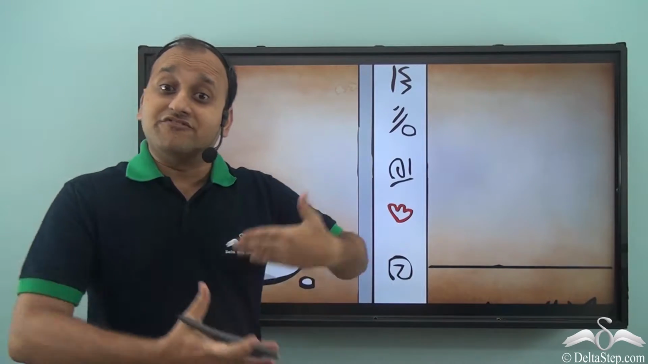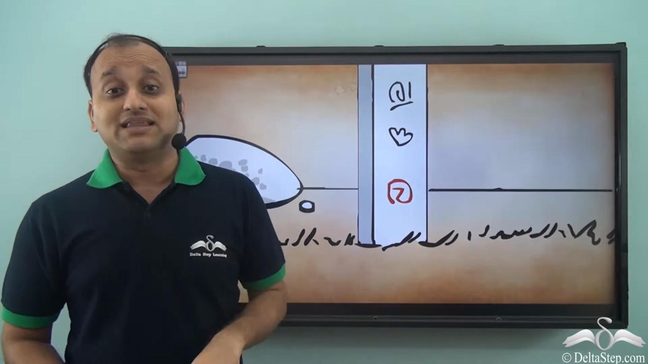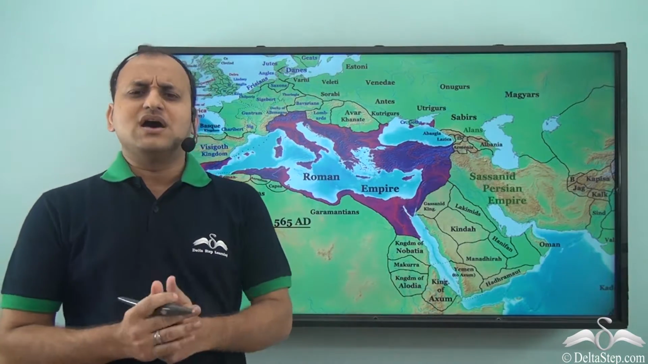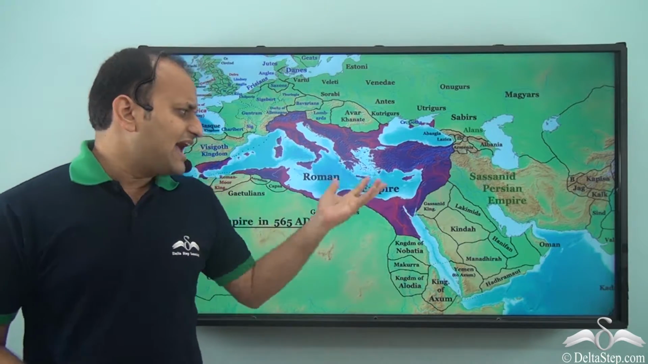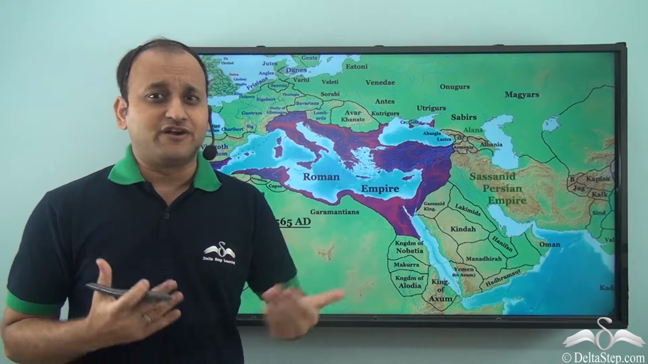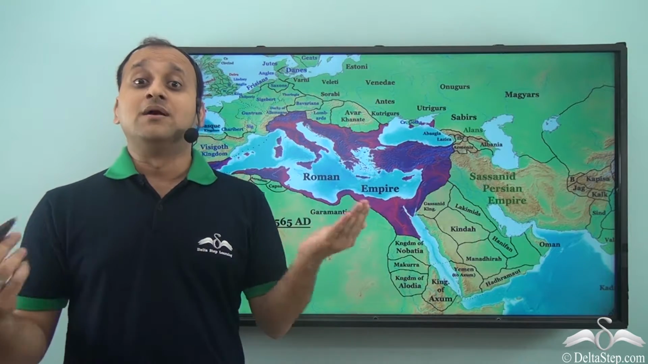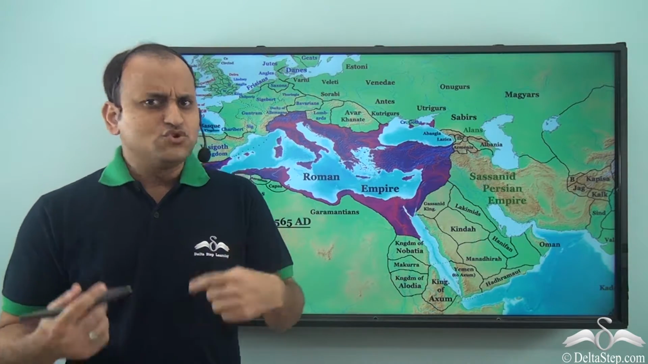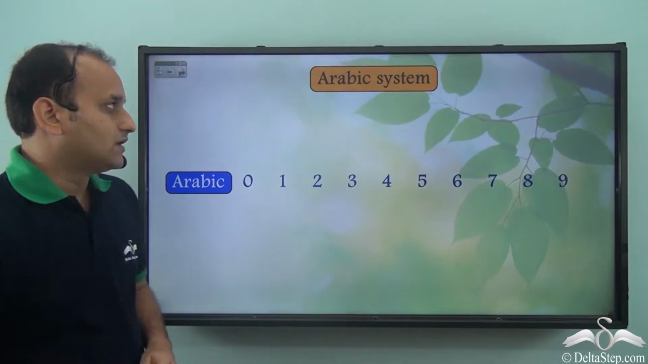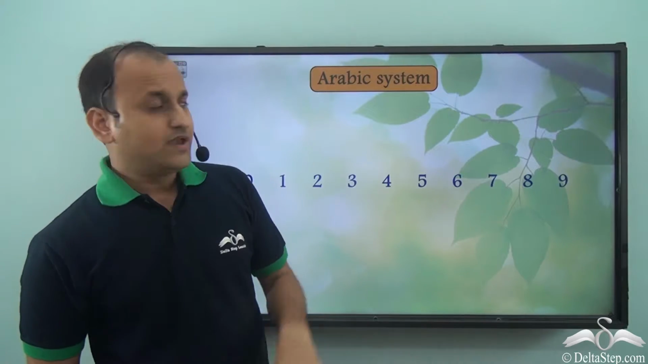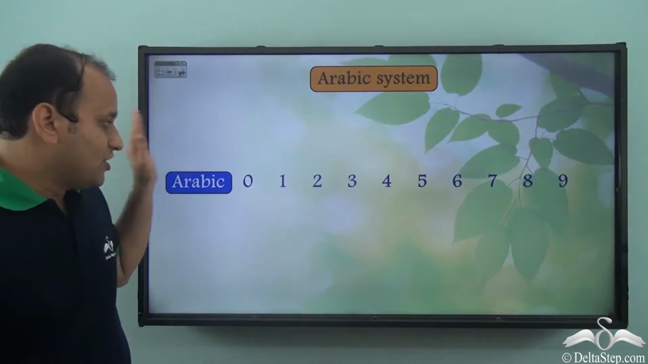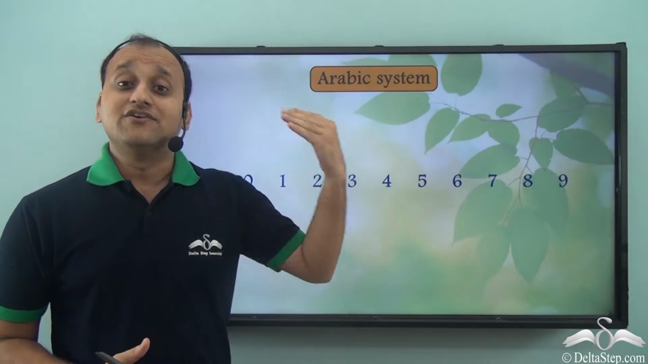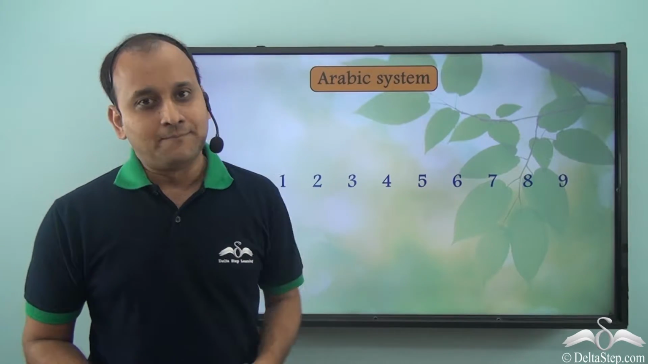Now, these symbols were different for different civilizations, and among them was the Roman Empire. Now, the Roman Empire was a very big civilization and they had so many people and they traded so many different things. So they definitely required a number system so that they could easily calculate. Now, what number system do we use? Well, we use the Arabic number system. In the Arabic number system, we have a total of 10 different digits and the combination of these digits helps us write any particular count or number.